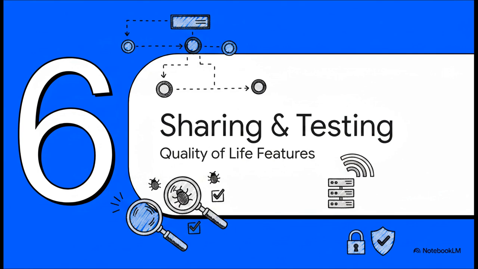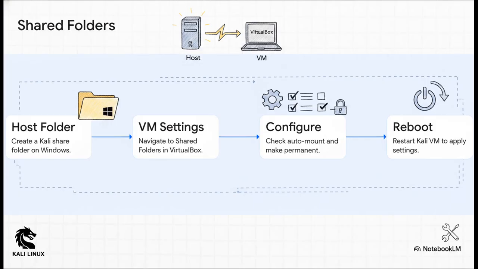And finally, Phase 6, Sharing and Testing. To easily move files between your host Windows machine and your Kali VM, we really need to set up a shared folder. Over on your Windows side, create a folder and call it something like Kali Share. Then, jump into your VirtualBox VM settings, go to the Shared Folders tab, and select the path to that folder. Make sure you check both Auto Mount and Make Permanent so it stays connected even after a restart. After that, just reboot your Kali VM one more time.